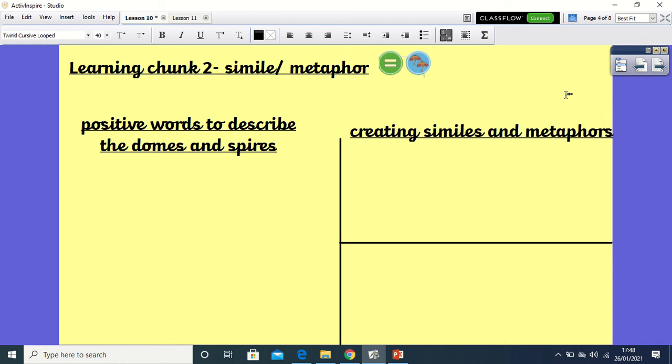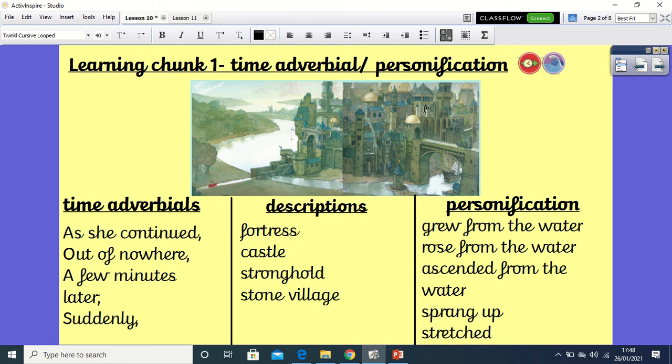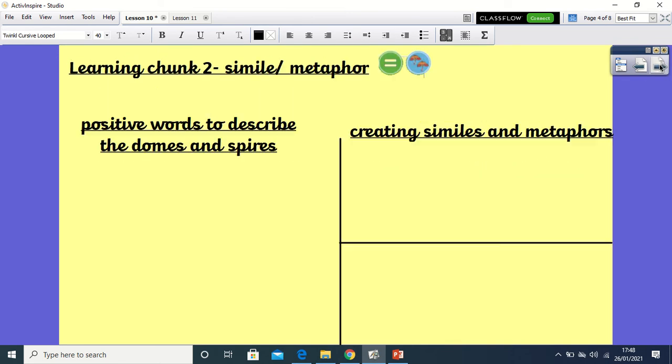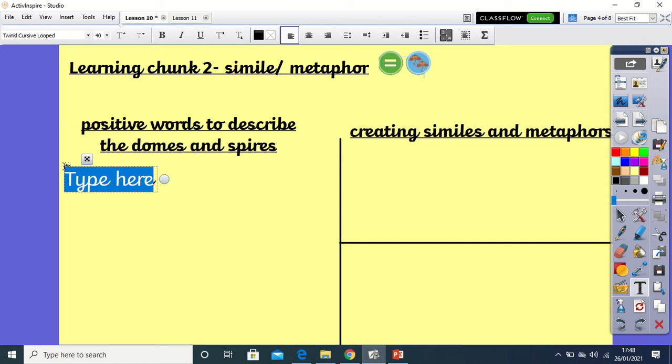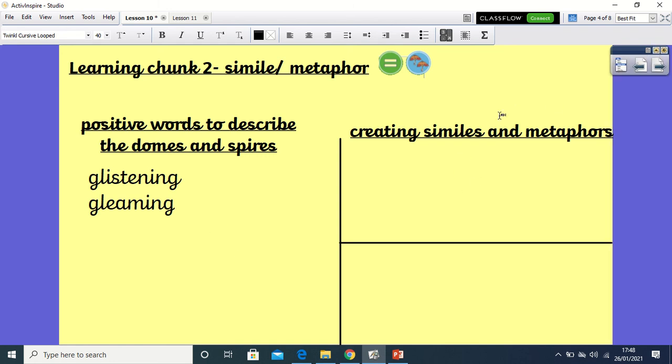So the first thing we're going to think about is collecting positive words to describe the domes and the spires that we can see in the picture here and what they look like. So I'll start you off. We might describe them as glistening domes. We might describe them as gleaming. Okay? So what I would suggest that you do is we'll collect the words over here first, and then we'll have a look at how we can create similes and metaphors about the domes. So pause the video, see if you can collect positive words to describe the domes and the spires, and then we'll come back together and share some ideas.